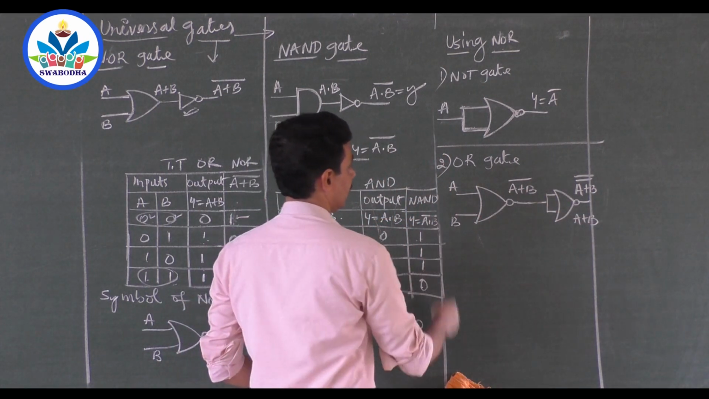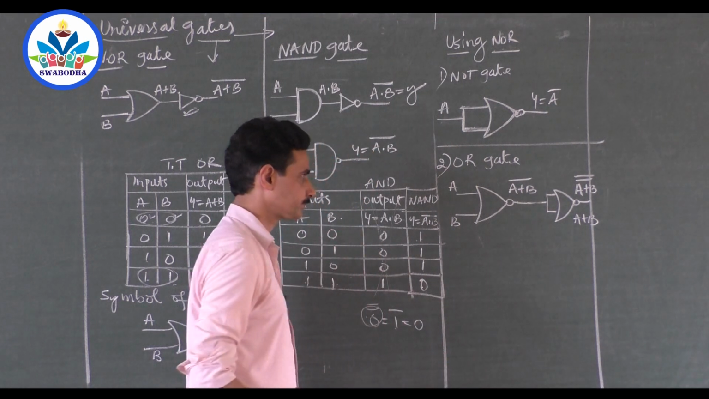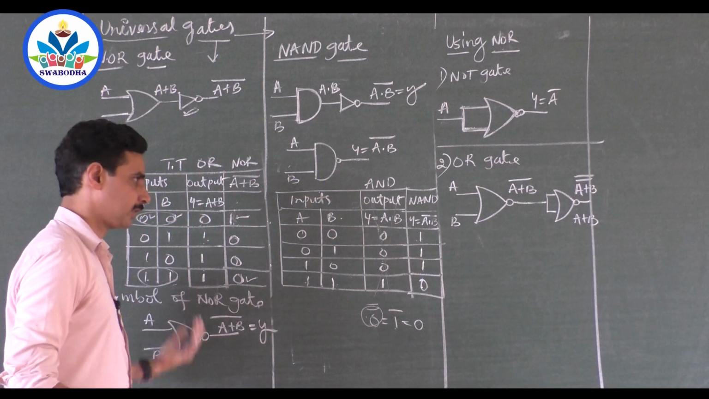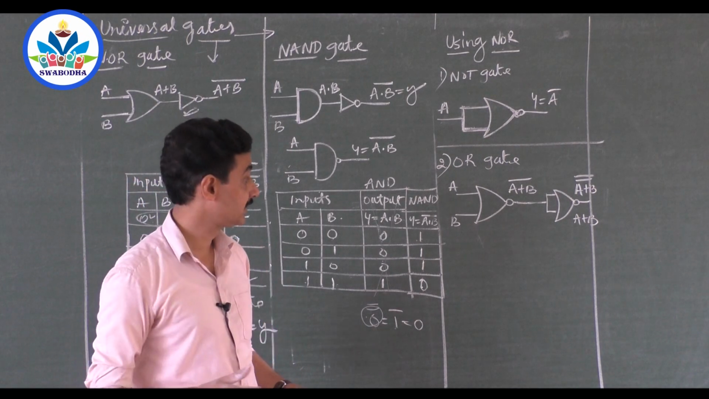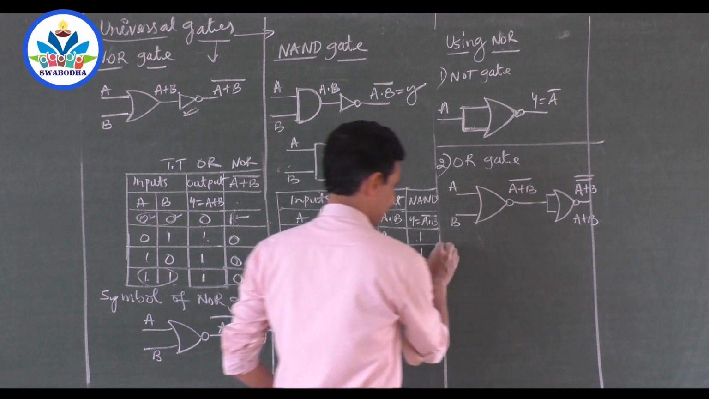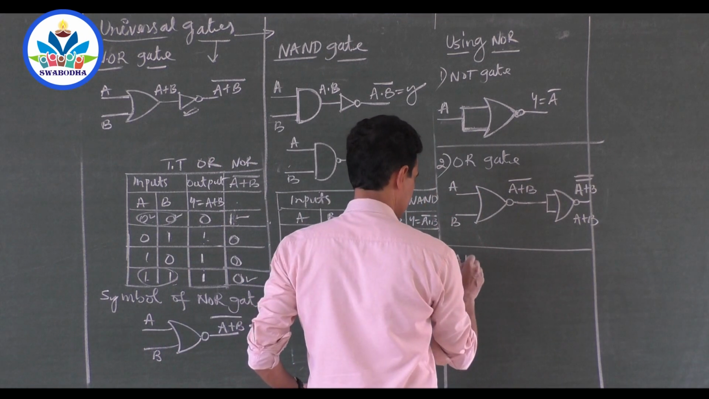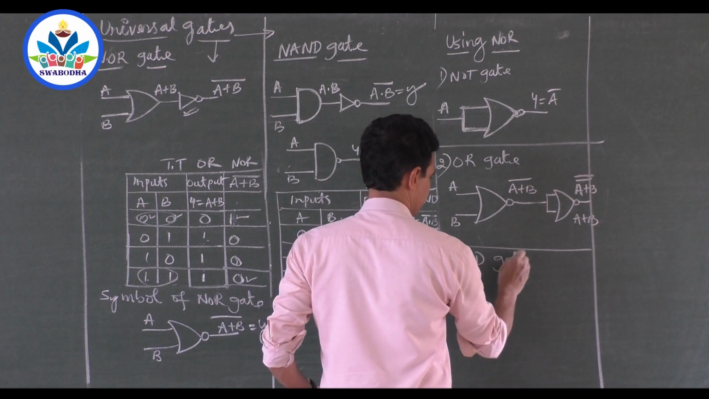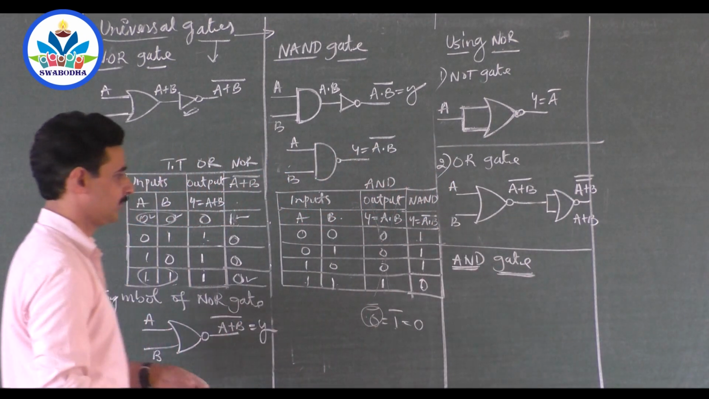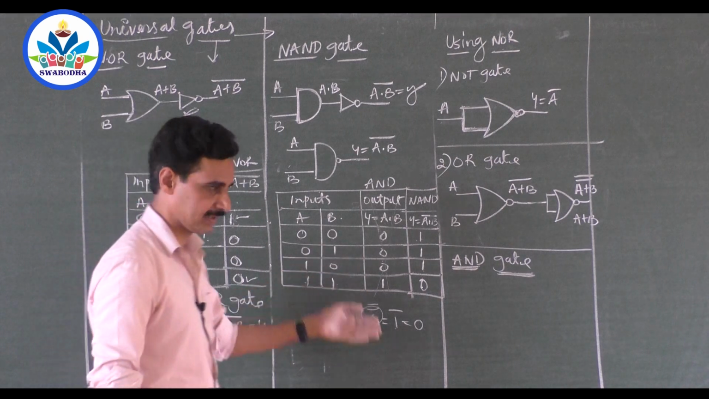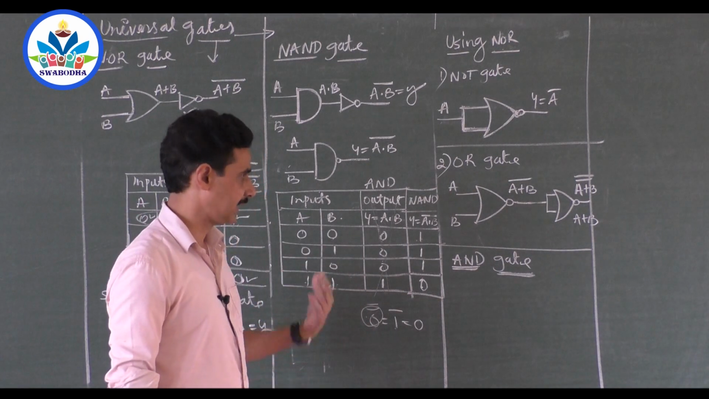This is how we get an OR gate using NOR gate. Now how do you get which gate? AND gate. This is very interesting now. AND gate using NOR gate. Before going to this, you must know a theorem. Of course, I will explain it later. What you have to do, I will tell you.